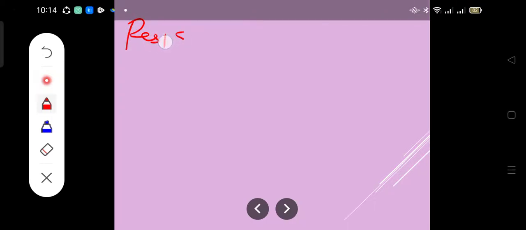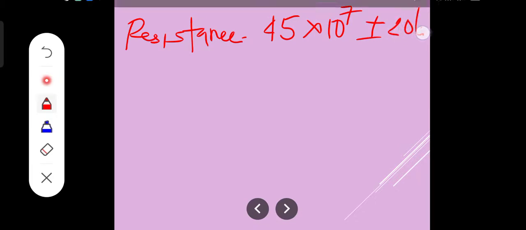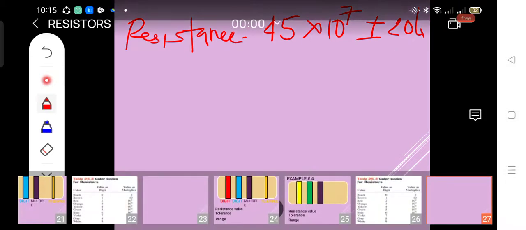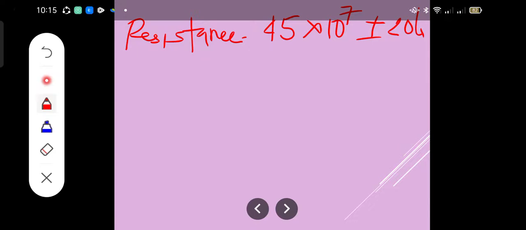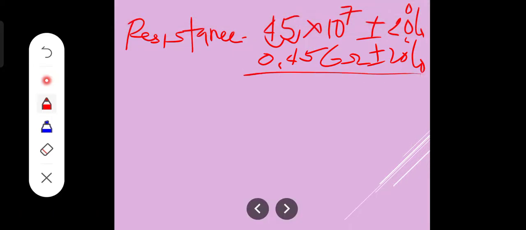So let's write the resistance again. So we have 45 times 10 raised to 7. Positive, negative. Pag walang band, 20%. Okay, so let's make it easier again. So let's move in that part. So this will become 0.45 times 10 raised to 9. Or we can convert that one into 0.45 giga ohms plus minus 20%. So that will be the resistance.